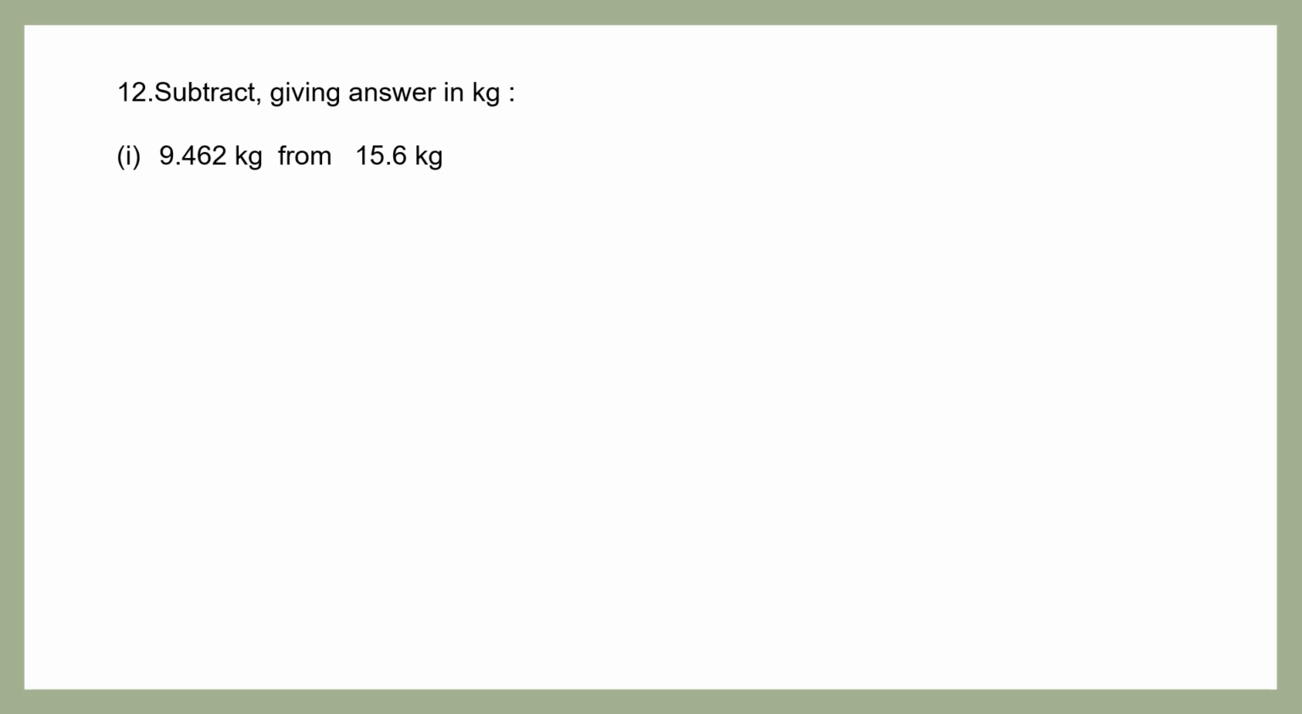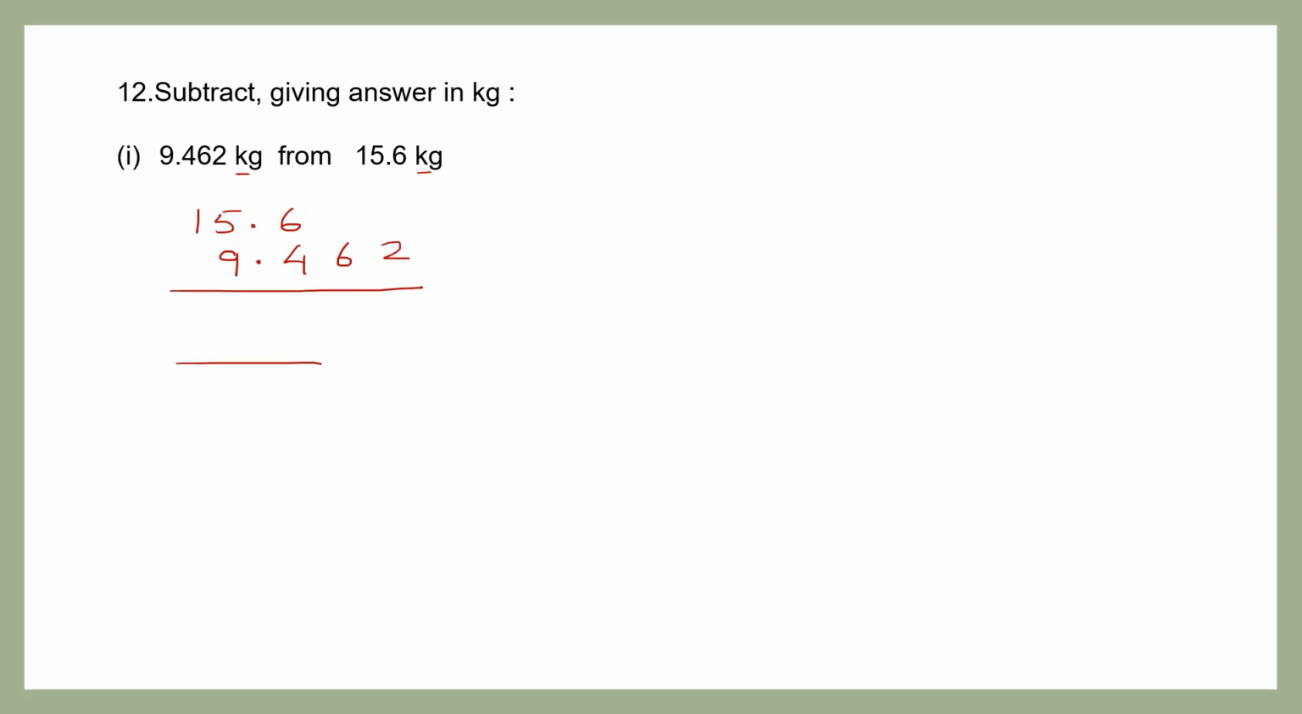Question 12. Subtract giving the answer in kilograms. So first check. Both are in kilograms. You can straight away do it. Question is subtract the first number from the second number. So we write the second number first. 15.6. Below that the first number, 9.462.